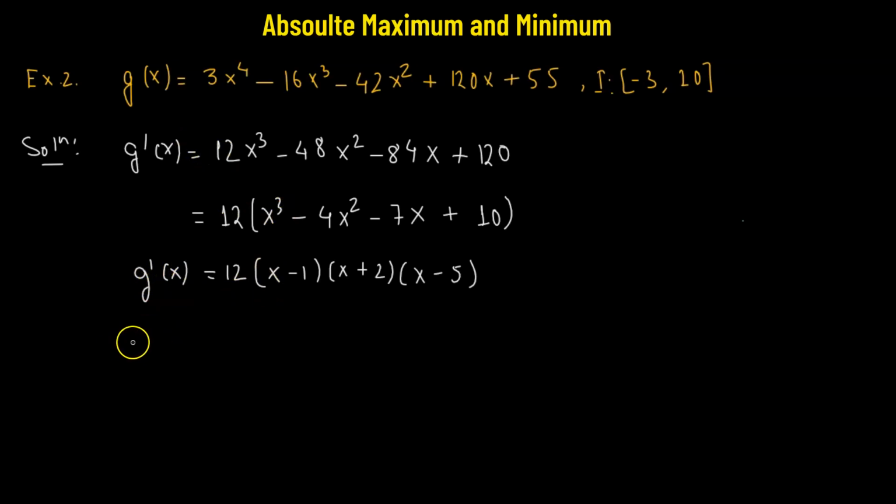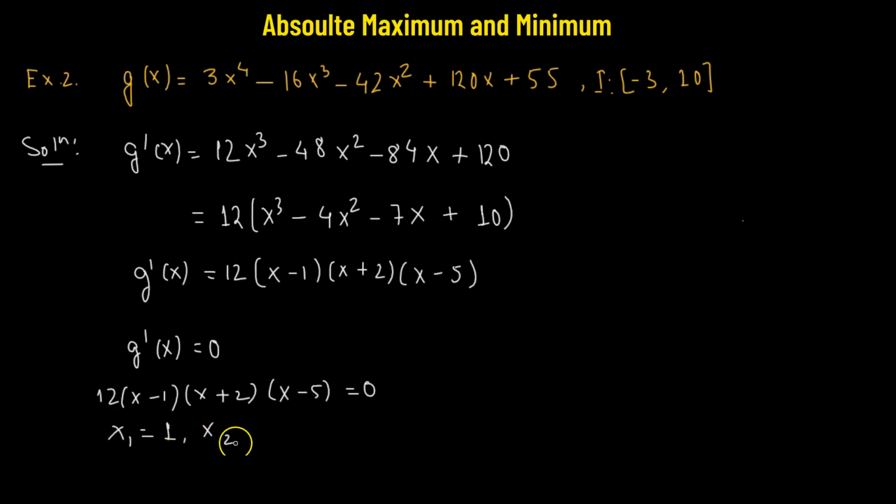In order to find the critical points, we will equate this to 0. So we have 12 times x minus 1 times x plus 2 times x minus 5 equated to 0. This gives us 3 values: x1 will be 1, x2 will be -2, and x3 will be positive 5. And all 3 values lie within the interval -3 and 10.